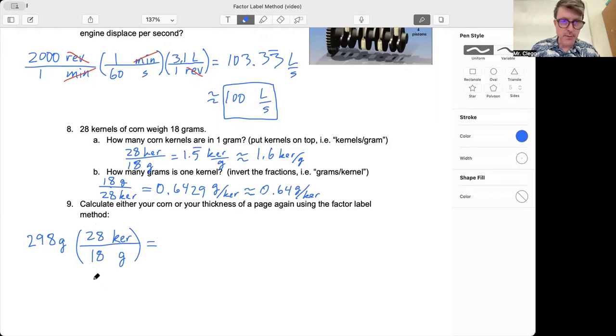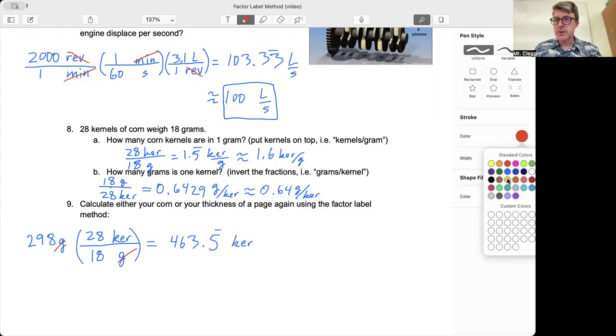I can go times 28 and divided by 18. It's the same thing. And so I should get my 463.5 repeating, whatever. And that would be kernels. I forgot to cancel out my units here. My grams are canceling out. That's the idea.